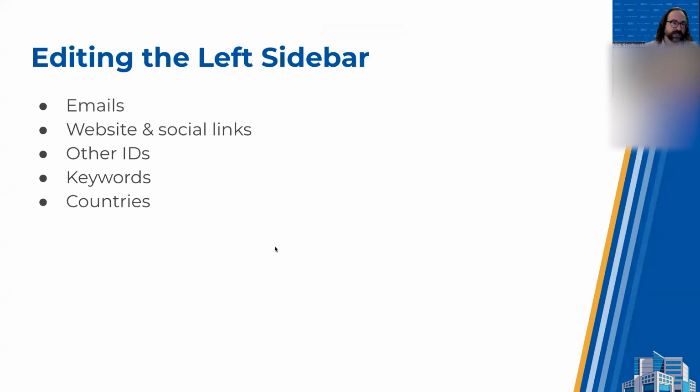So the other things you can edit are on the left sidebar. You can have email addresses, website, and social links. The website and social links are a good idea, I think, in terms of making sure your profile gets indexed. It's good to link it back and forth. Also a good idea, if you have other websites, to include a link to your ORCID profile on those websites. That will help make sure that your ORCID profile is one of the top things that people find when they Google your name.